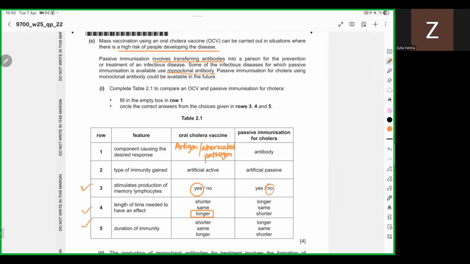However, because we're directly injecting antibodies in passive immunization, it would take a shorter time for the response to be produced. Duration of immunity: a vaccination gives you long-term immunity, so it gives you longer immunity. Whereas the duration of immunity when we're just injecting antibodies is shorter because eventually the antibodies would break down.